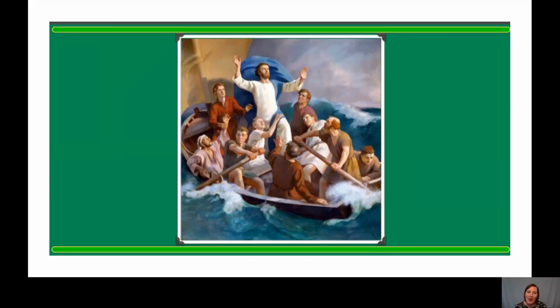What about this one here? He's sailing through the seas. Now, again, everybody's looking to Jesus, but Jesus is standing up. He is tall and he is strong.